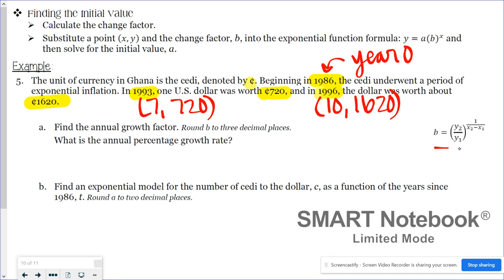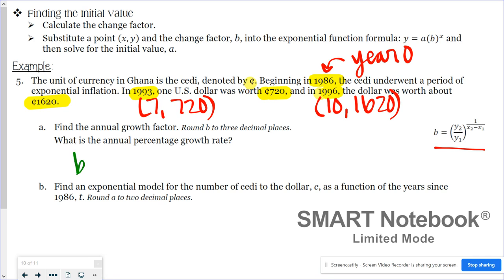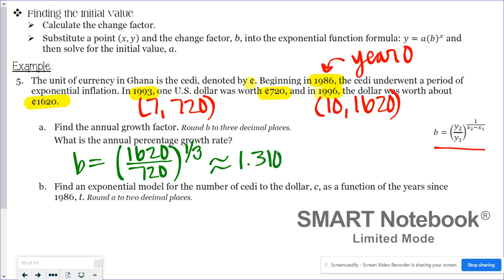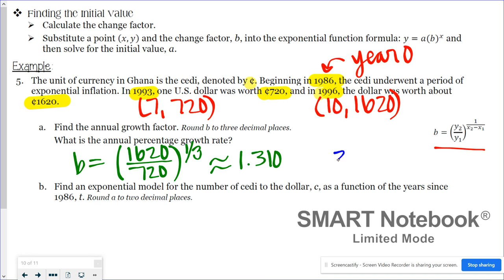We're going to find our growth factor using our change factor formula. So b is equal to 1,620 divided by 720, raised to the power of 1 over 3, since 10 minus 7 is 3. I'm going to calculate this, and I get approximately 1.310. Now they do ask us what the growth rate is. So if I do the whole base minus 1 times 100% thing, that's going to give me a 31% growth rate.